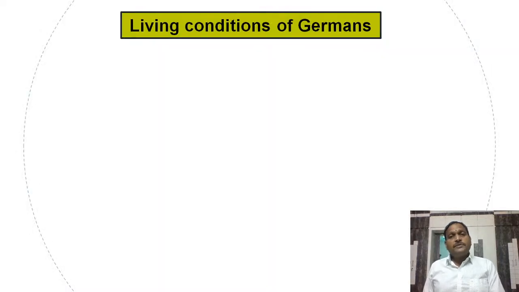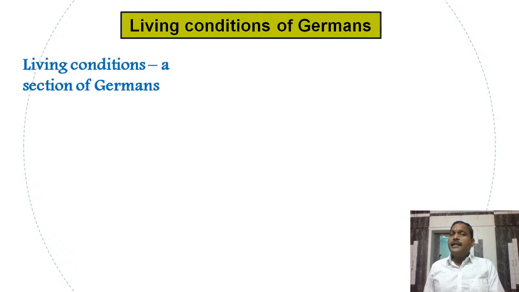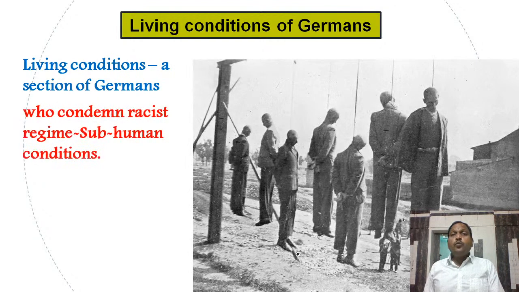How were the living conditions of Germans at that time? The living conditions of a section of Germans were good, because those who had faith, who had a strong belief in Hitler, had good living conditions. But those who denied his racist regime were punished like this. See what happened. Those who condemned the racist regime were treated in subhuman conditions, and hanged publicly in Germany.